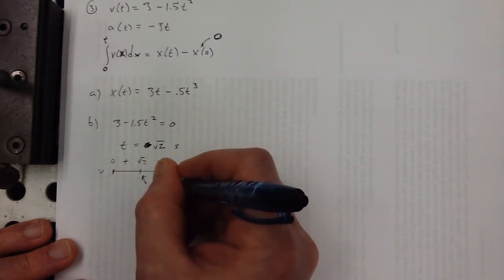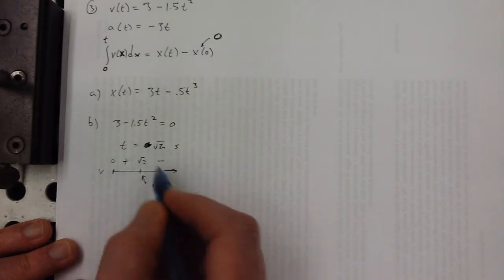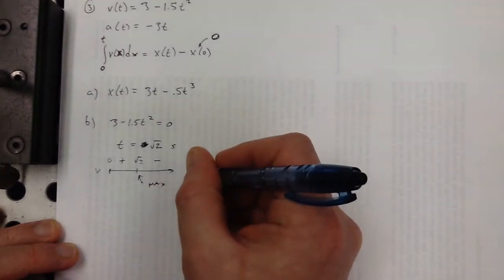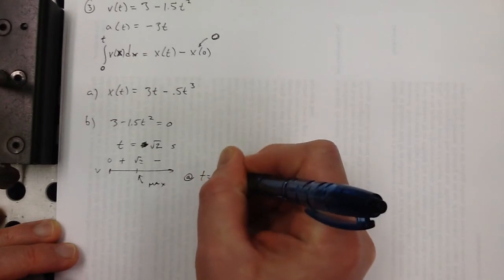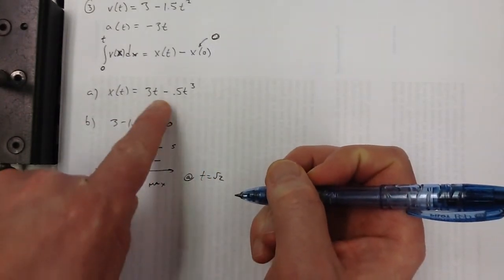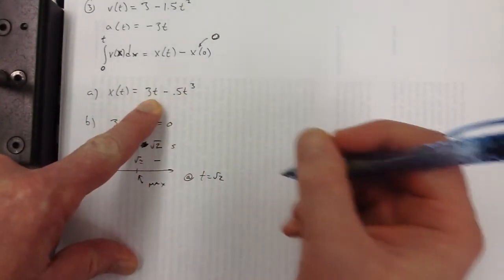So this will, in fact, be a maximum, right? Because it's increasing and then decreasing. And they want to know what is the actual maximum displacement. Well, it happens at time square root of 2, but that doesn't tell us what it is, right? We have to go back up to here to get that.